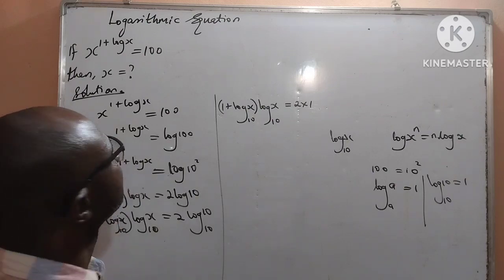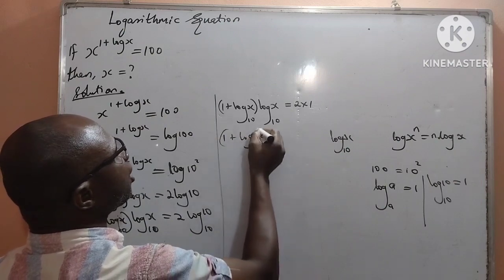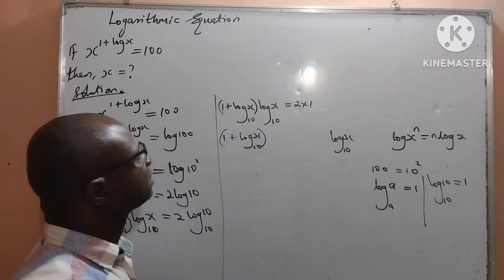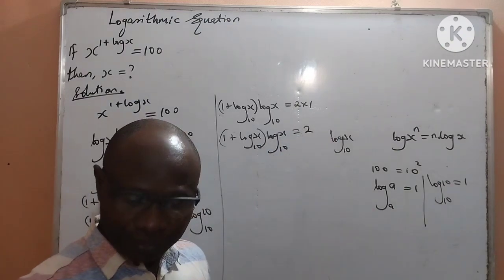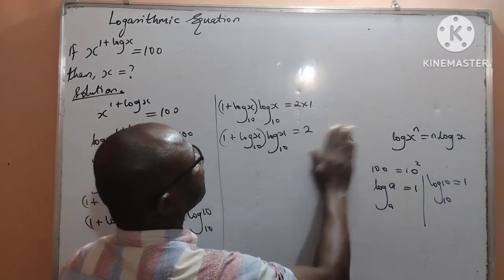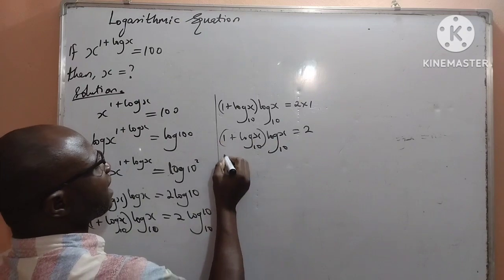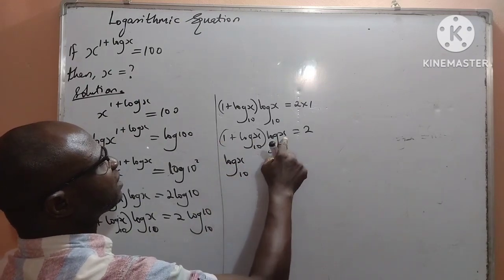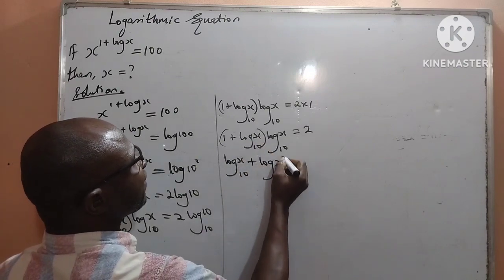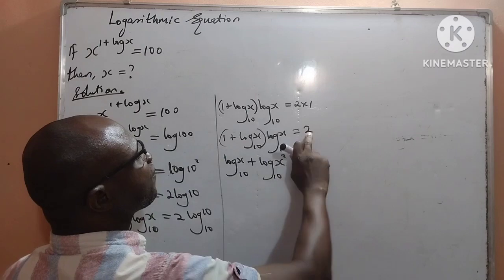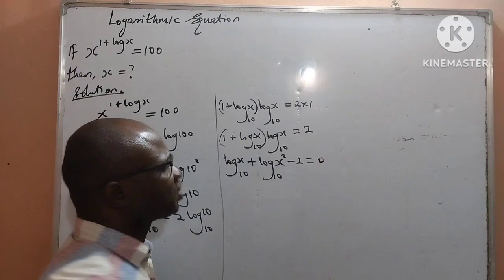Very good. Next, I will have 1 plus the log of x base 10, all multiplied by the log of x base 10 is equal to 2. Alright, moving forward, I am going to get the logarithm, opening the bracket, I have the logarithm of x to base 10, log x base 10 multiply log x base 10 will give me the log of x raised to the power 2 base 10. Then moving this 2 from the right hand side to the left hand side will give me just minus 2, and everything is equal to 0.